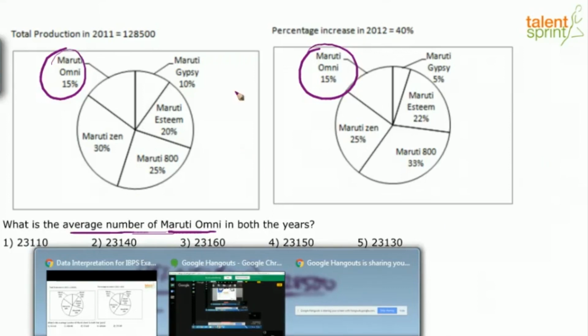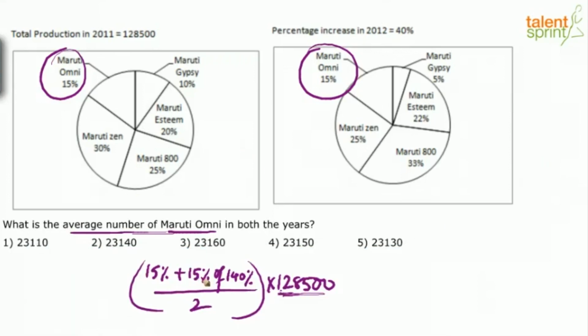Now, what is 15% of 140%? It's like 10% plus 5%. So 14% plus 7%, 21%. So basically 15% plus 21%. 15% plus 21% is what? 36%. 36% by 2 is 18%. So your actual answer is 18%. 18% of what? The given value here, 1,28,500. Now do the calculation and you'll get the answer.